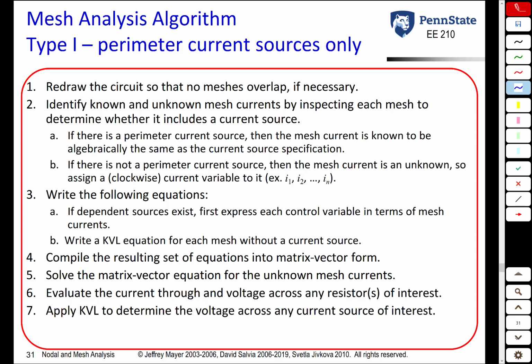A type 1 circuit in this case is a circuit where if you have current sources, they have to be on the perimeter only. They cannot be in an interior branch. We're not saying that you have to have current sources to do mesh analysis, but what we're saying is that if you have current sources, they have to be on the perimeter only. How about the voltage sources? They can be anywhere.